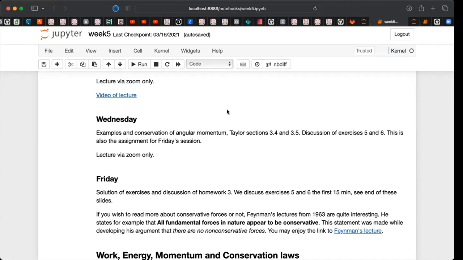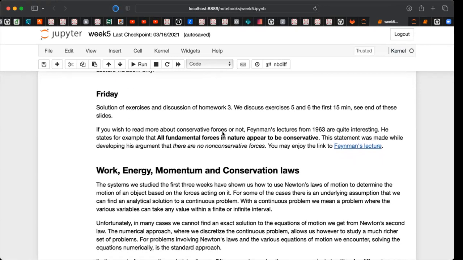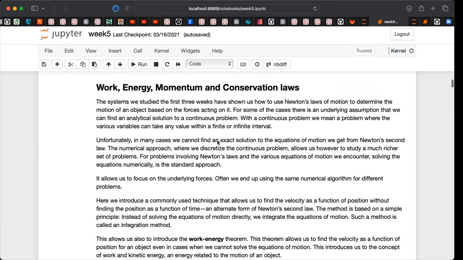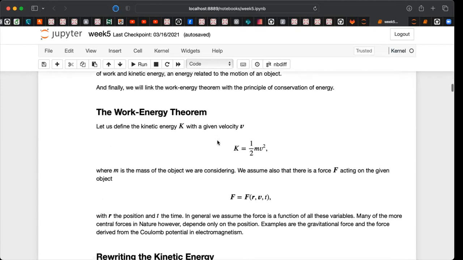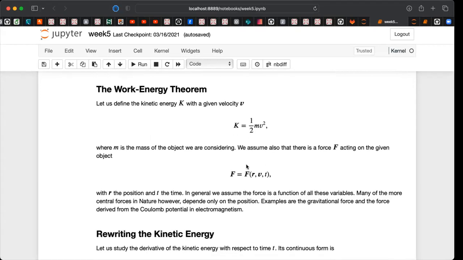So what we did on Monday was actually to derive this work energy theorem, which plays a very important role. And if we just scroll down a little bit, what we did was to start with the definition of the kinetic energy. And with the definition of the kinetic energy, we assume then that the forces depend on the position, the velocity, and time. Later, we are going to see that what we are going to label as conservative forces are forces which will depend only on the position.